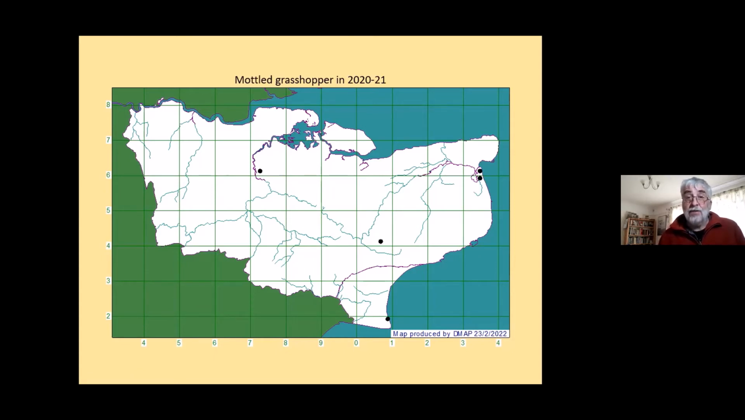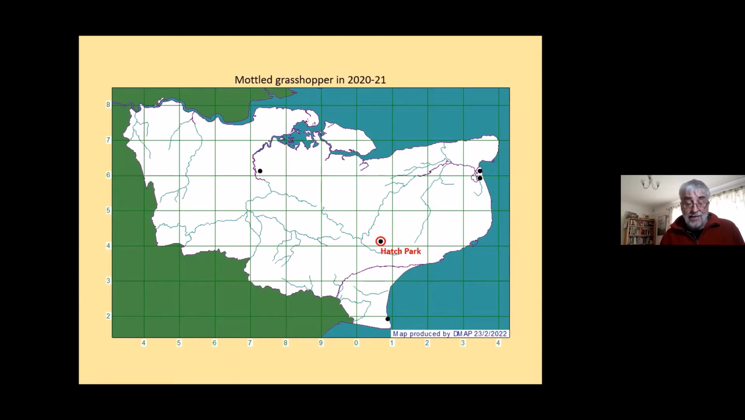And for 2020 and 2021, these are the records for mottled grasshopper I got. The 2 dots at Sandwich Bay are other people's, but the 3 others, Dungeness and the 2 other dots, are records that I made in 2021. Let me give you some background on those.